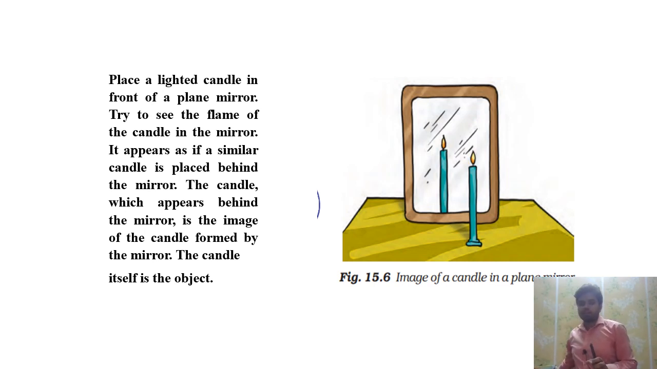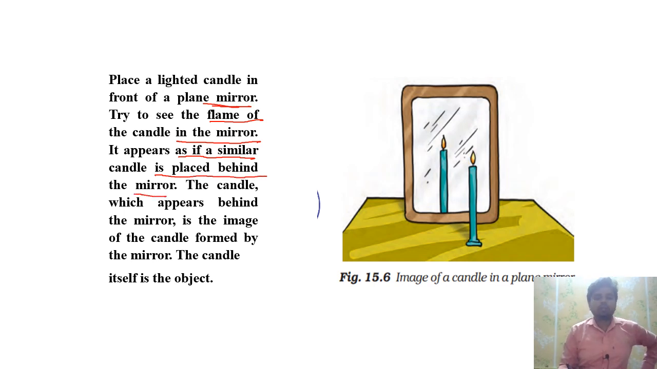Very good, students. Place a lighted candle in front of a plane mirror. Try to see the flame of the candle in the mirror. It appears as if a similar candle is placed behind the mirror. The candle which appears behind the mirror is the image of the candle formed by the mirror. The candle itself is the object, placed in front of the mirror, and the image is formed behind the mirror.